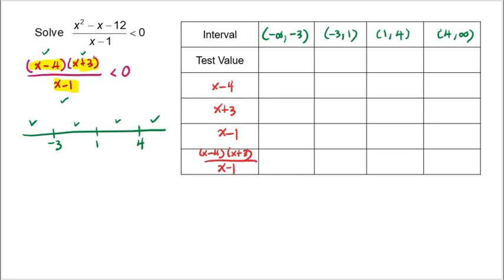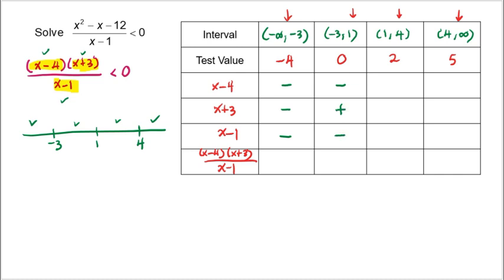Now we want a test value. Pick any value inside each interval: maybe -4 here, 0 here, 2 here, and 5 here. You can pick any values as long as they are in the interval. When you substitute -4 into these three factors, each gives a negative number. Now substitute 0: 0 minus 4 is -4, negative; 0 plus 3 is positive; 0 minus 1 is -1, negative.